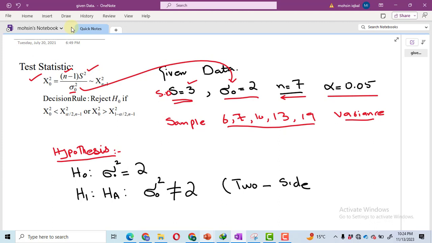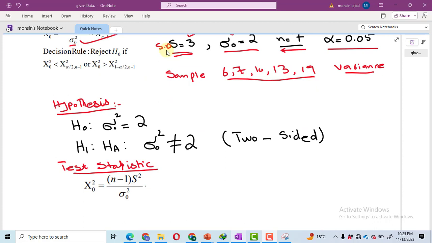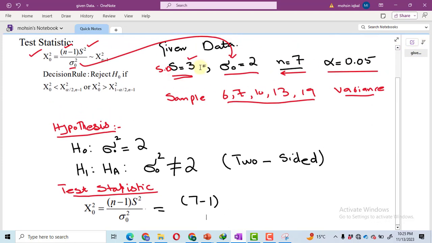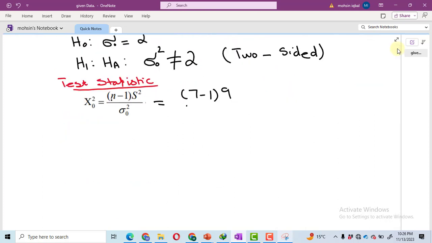After formulating the hypothesis, we go to the second step, the test statistic. It's quite easy, just put in the values. How many observations? n is 7, so 7 minus 1. Then s square is the variance of the sample, in our case 3, and when we take the square it becomes 9. Divided by sigma naught square, the stated constant, so 2 square, which is equal to 4.